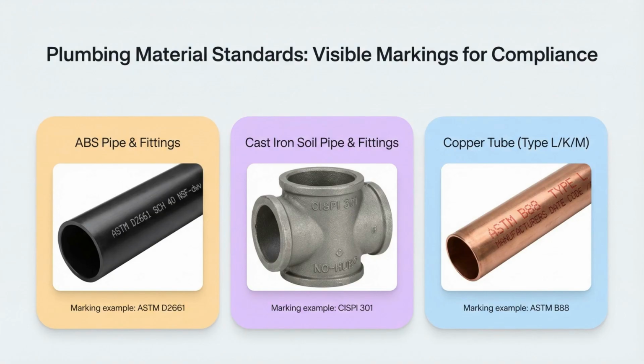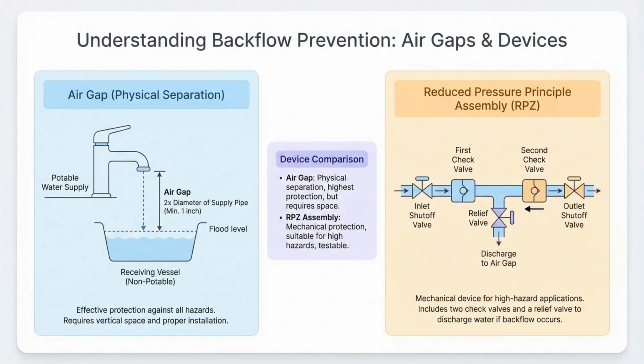Protecting the potable water supply from contamination is paramount. Cross-connection control devices are used to prevent backflow or back siphonage. The choice of device depends on the degree of hazard, severe, moderate, or minor. An air gap is the best protection, but devices like reduced pressure principle assemblies or double check valves are used when an air gap isn't practical.